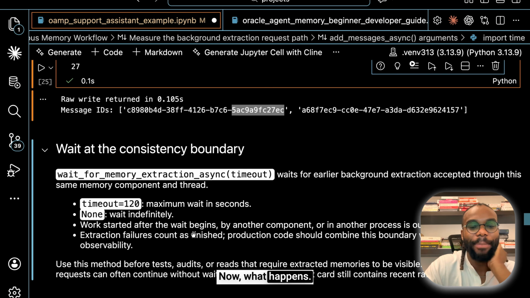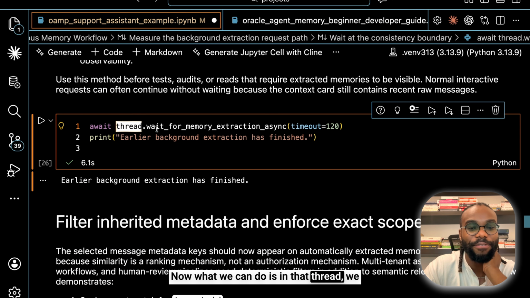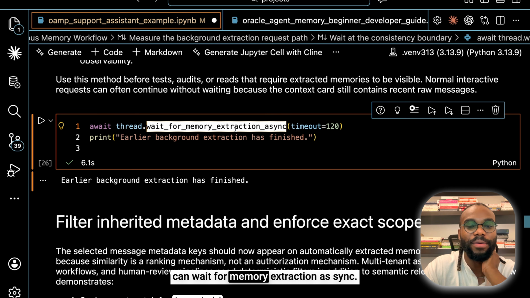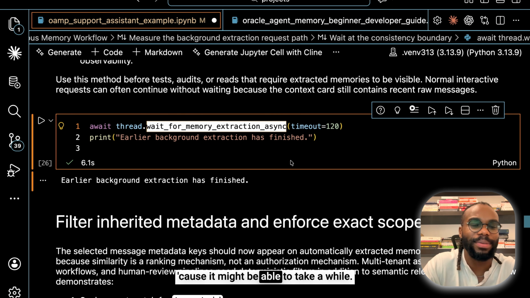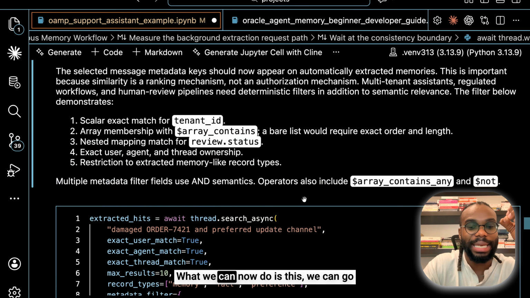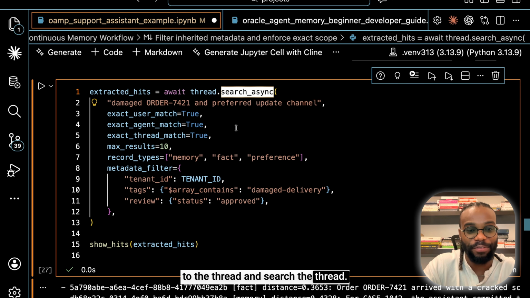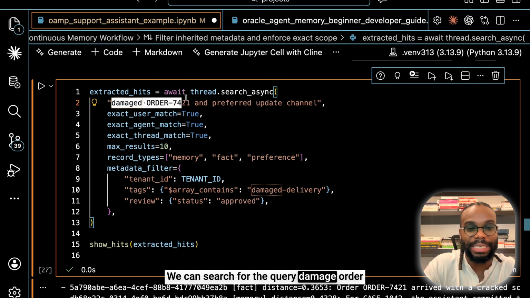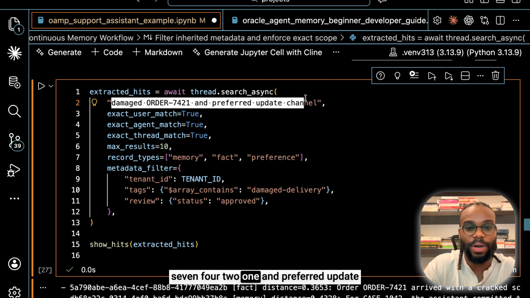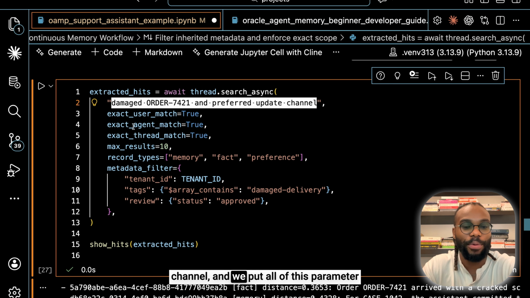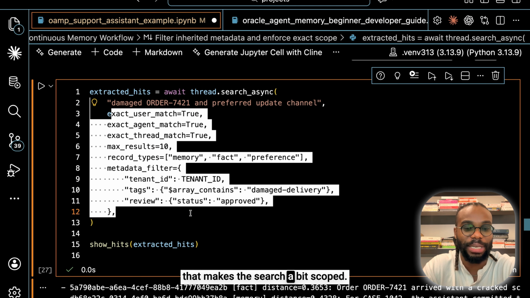Now, what we can do in that thread is wait for memory extraction, async. This is the time we want to wait for any memory extraction operation, because it might take a while. What we can now do is go to the thread and search the thread. We can search for the query damage order 7421 and preferred update channel. And we put in all of these parameters that make the search a bit scoped.